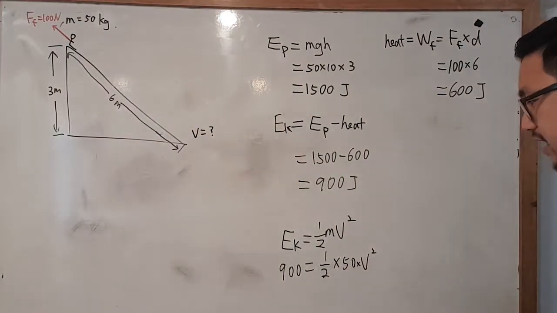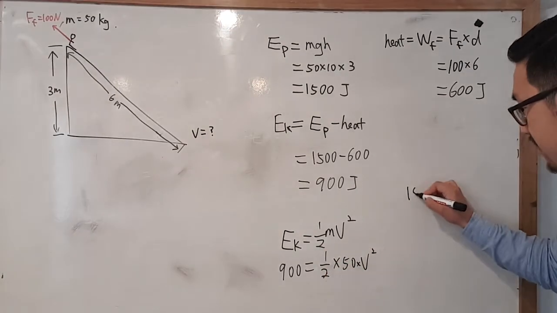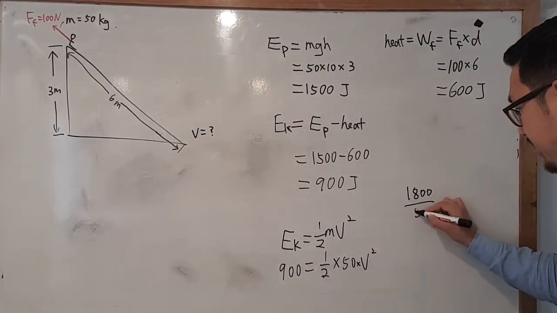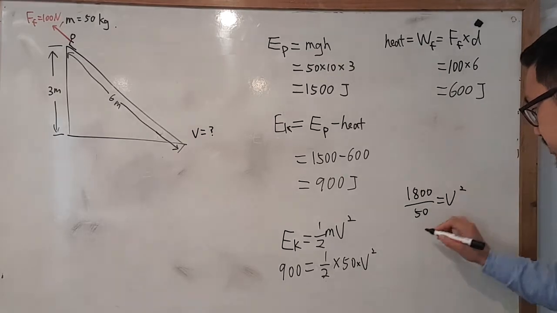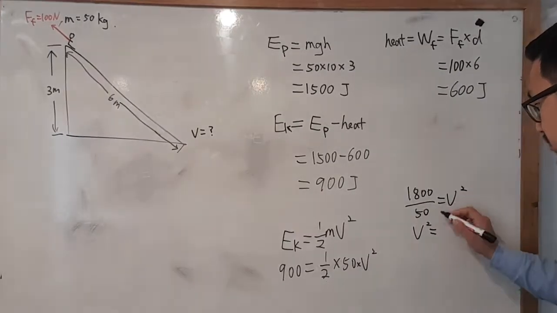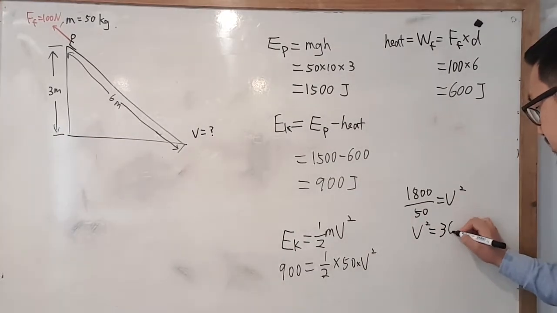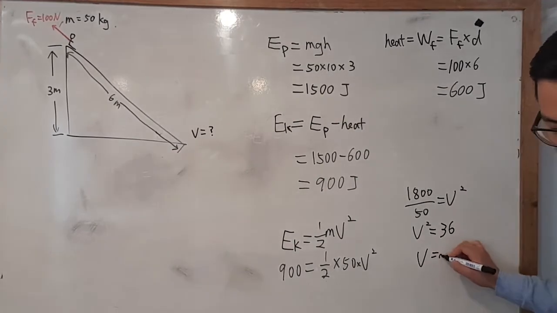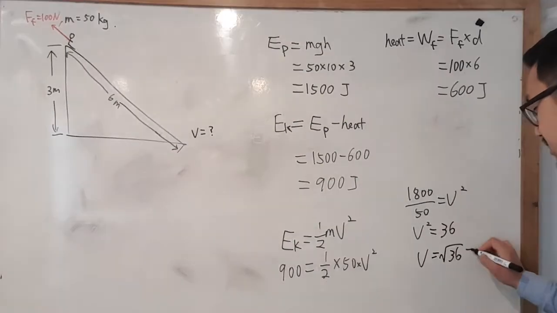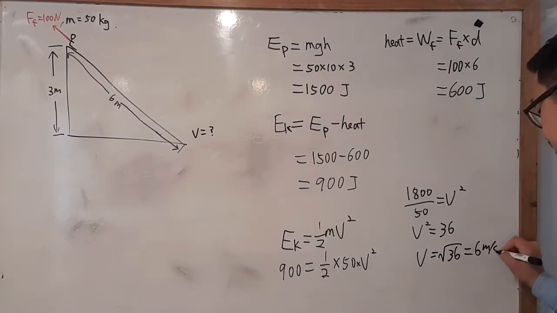Okay, I can rearrange that. That becomes 1,800 divided by 50, which equals V squared. So V squared equals 36. Speed equals the square root of 36. That gave me 6 meters per second.